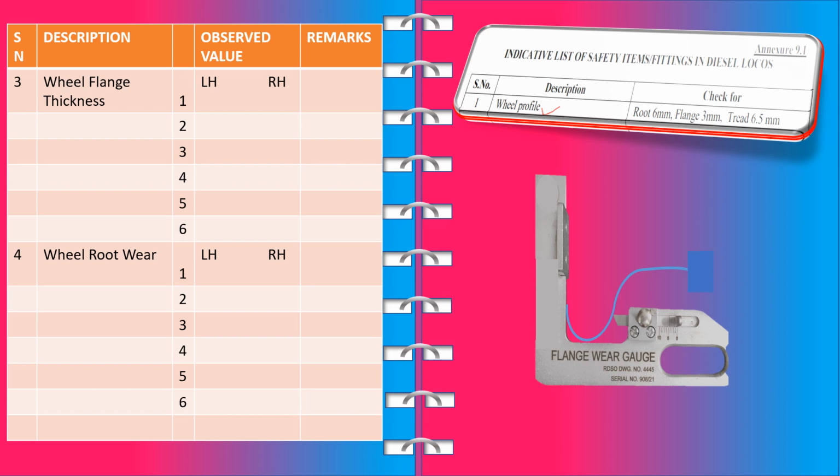Serial number 3 is wheel flange thickness, and serial number 4 is the wheel root wear. So the maximum limits prescribed are: for root it's 6 mm, flange 3 mm, tread 6.5 mm, and this is the flange wear gauge. We measure it. We place the gauge this way, and the reading is taken over here for flange wear.